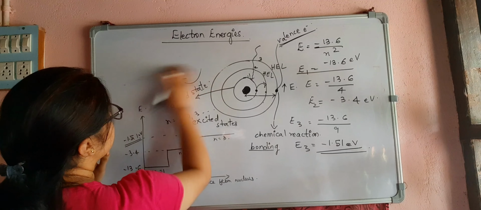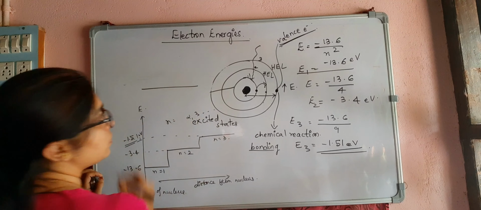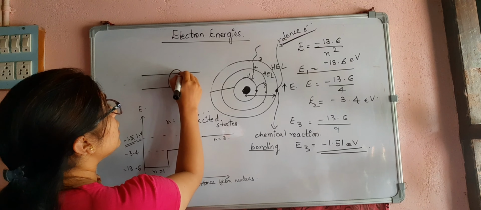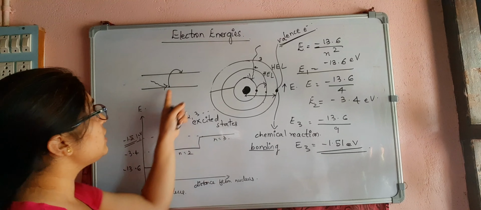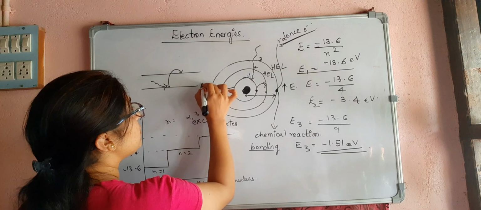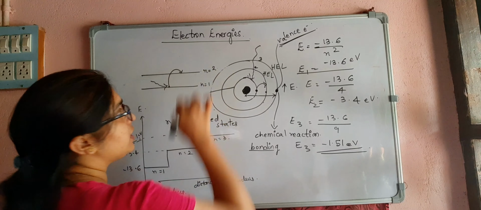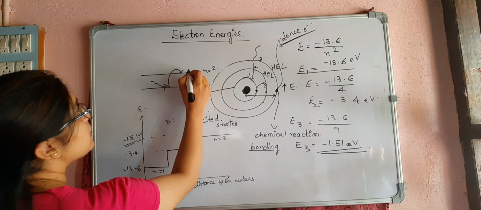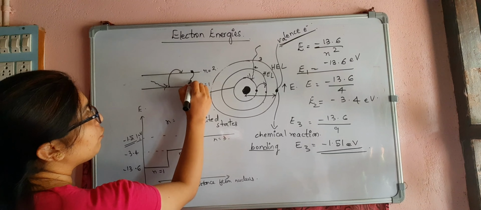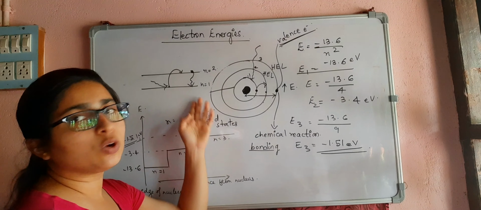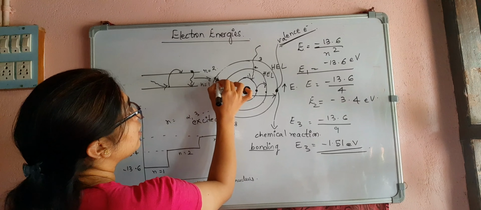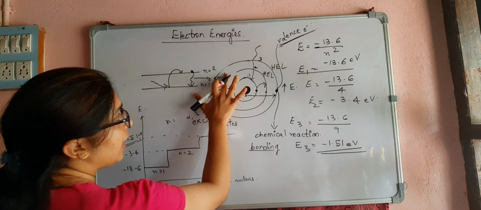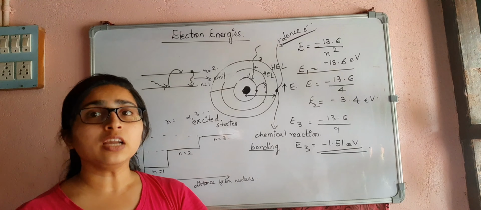So this is your ground state, and this is your excited state. The electron present here will absorb the energy and move to the next level. That means it goes from n is equal to 1 to n is equal to 2. In this process, absorption is taking place. But similarly, if there is an electron here, when it falls back to the level n is equal to 1, it will emit energy in the form of light, heat or any radiation.